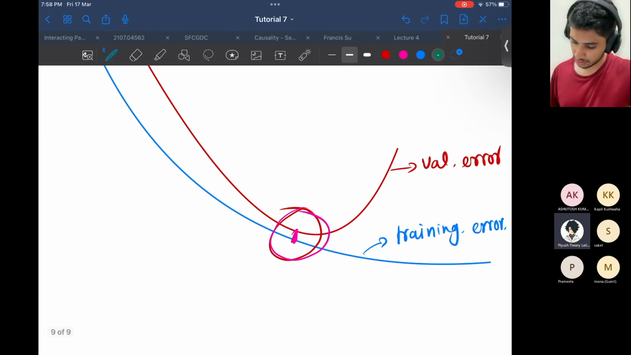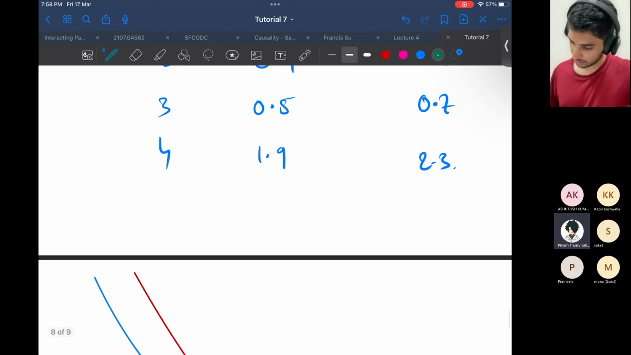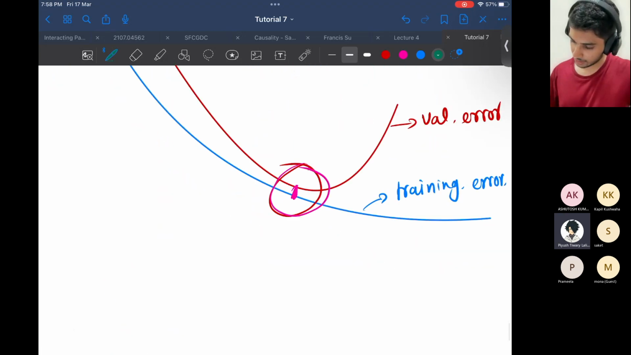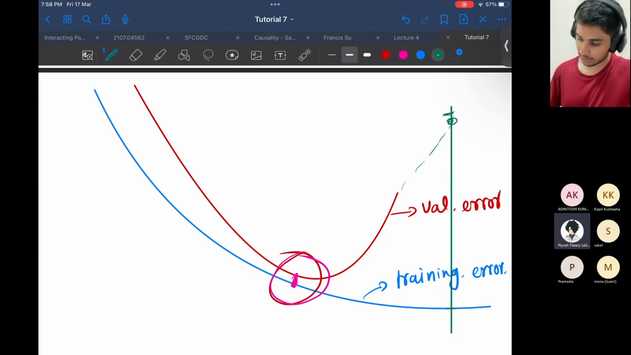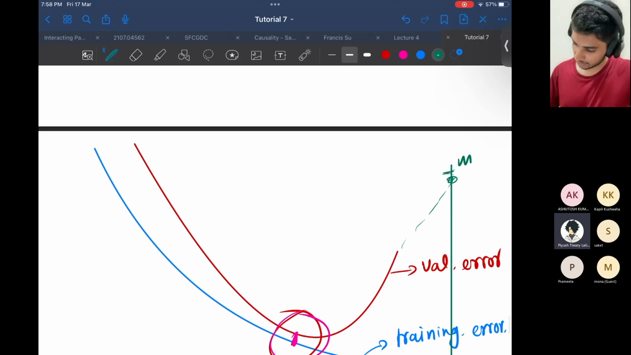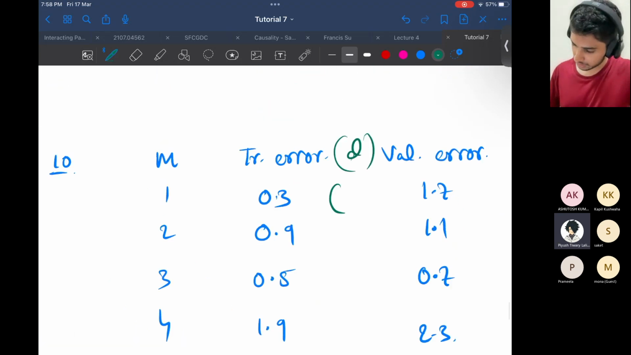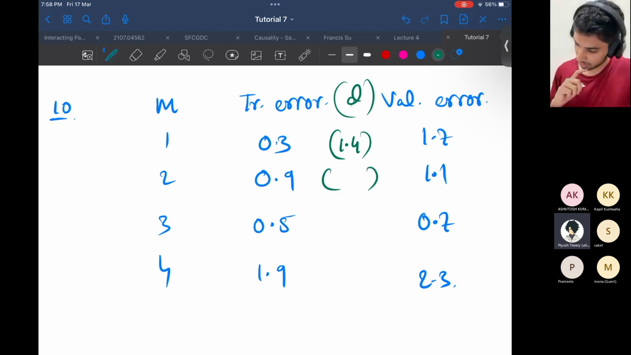It has a low training error but a high validation error. Where would this model lie? I hope you will agree that it should lie somewhere in this region, because it has a low training error but the validation error is very high. So hopefully something like this. This is M1. What is the error of it? It's 1.4. Okay, so let's look at the second model.